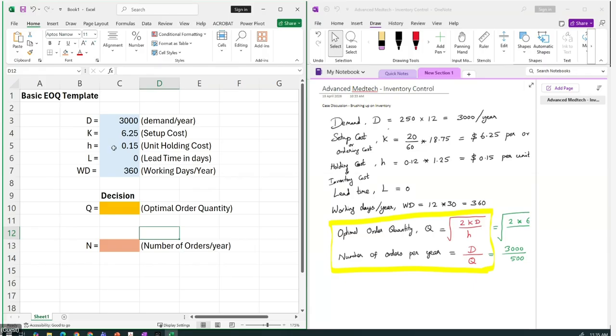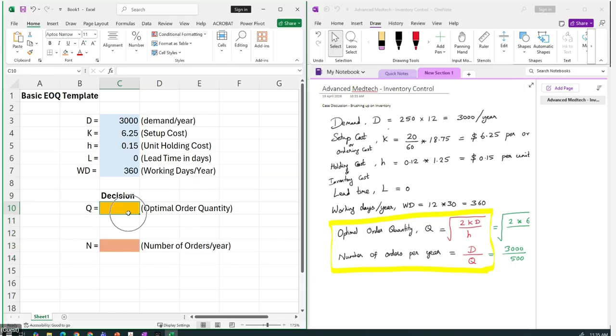So my style of using Excel is, wherever I have to feed in information manually, if I have to enter information, I'll use a shade of blue. Wherever I'm going to write a formula, I'll use a shade of orange. Okay, hope you're with me.